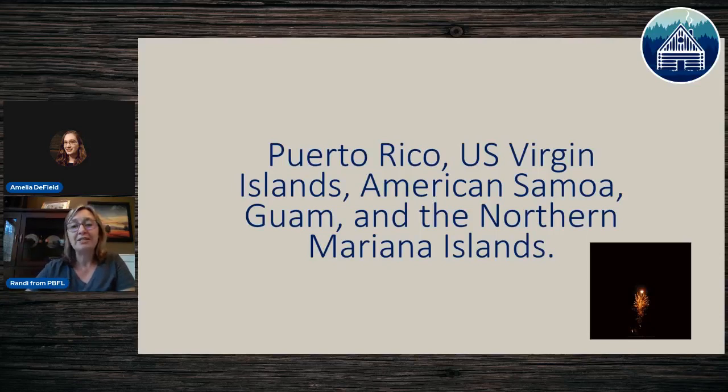Okay, we have U.S. Virgin Islands. We have American Samoa. There's also just Samoa, which is a separate country. So American Samoa is part of the U.S. and Guam. And the Northern Mariana Islands. So Guam is actually one of the Mariana Islands. And then the rest are a separate territory called the Northern Mariana Islands. So those are the ones with people on them. And we'll learn about the other 11 when we get to our following directions.